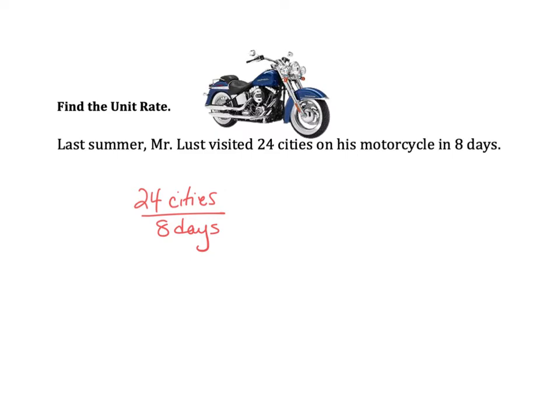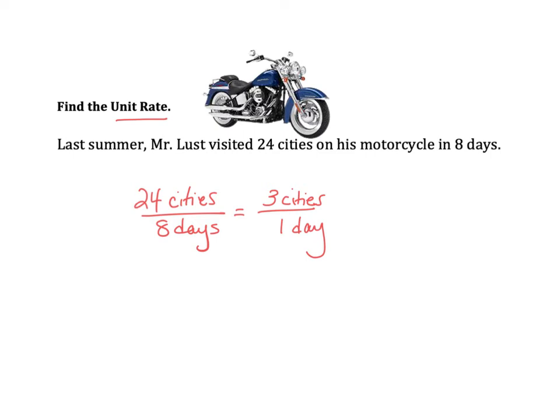Now remember, we're finding unit rate, and unit rate means how much for just one. So I don't want to know how many cities Mr. Lust visited in 8 days. I want to know how many cities he visited in 1 day. So remember, we're dividing when we find unit rate, and 24 divided by 8 is 3 cities in 1 day. 3 cities per day.